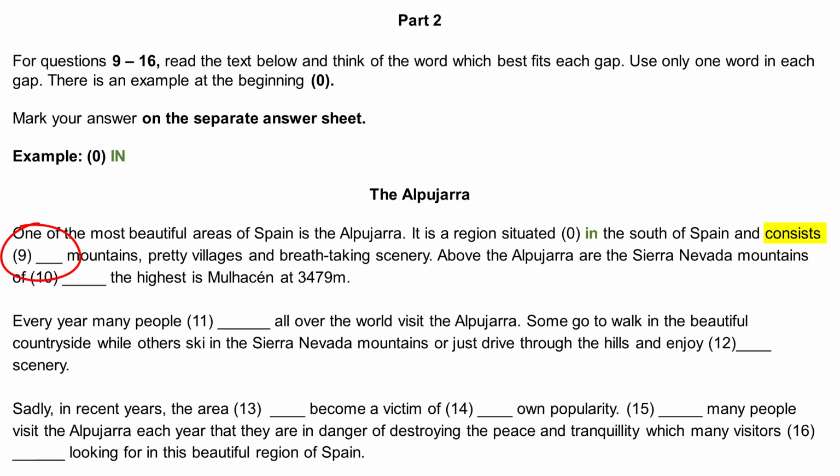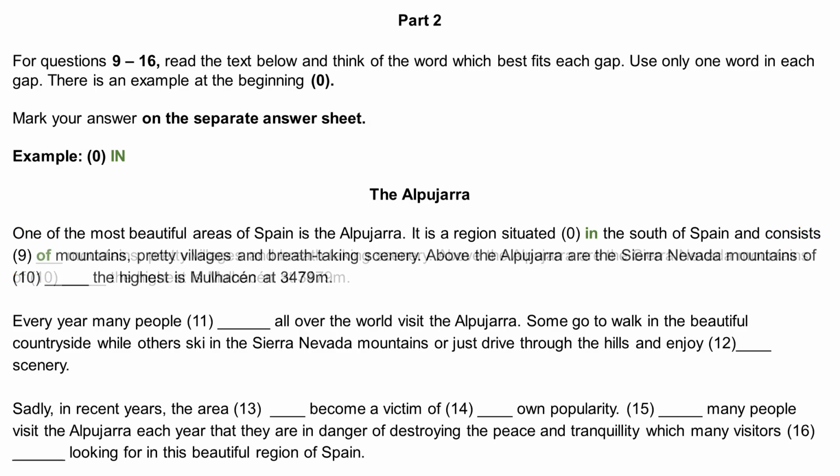Yes, it is. It consists of. The Alpujarra consists of mountains, pretty villages and breathtaking scenery. In the exam, if you think the missing word is a preposition, but you can't remember which preposition, guess. Never leave a gap. Always answer every question.